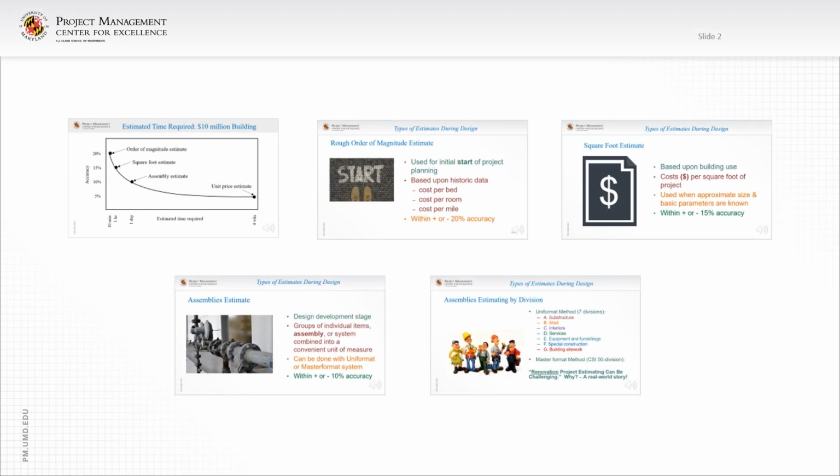In this lesson, we are going to talk about estimating time for a $10 million project, rough order of magnitude estimating, square foot estimating, assemblies estimating, and assemblies estimating by division. We talked about these topics earlier, but now let's dig in and get some more details.